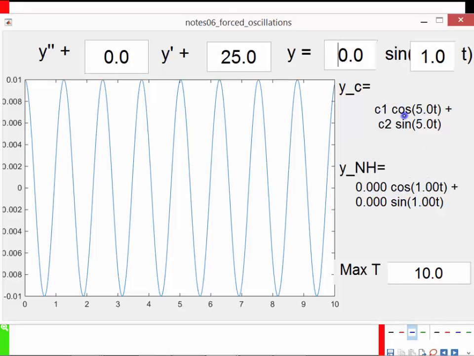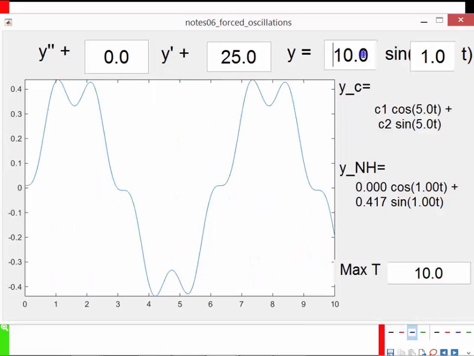So ask yourself, what would it look like if we added up a high frequency cos of 5t, sine of 5t thing and a cos of t, sine of t thing? Let's try that and see what we get. Well, that's interesting. We start getting something semi-regular. We see that the magnitude of the oscillations is much bigger.